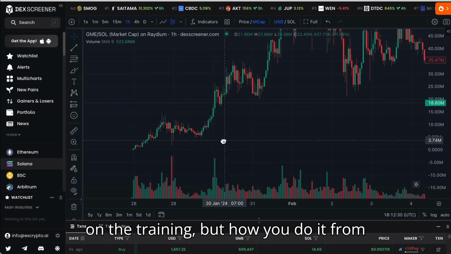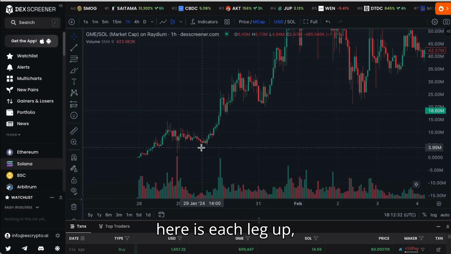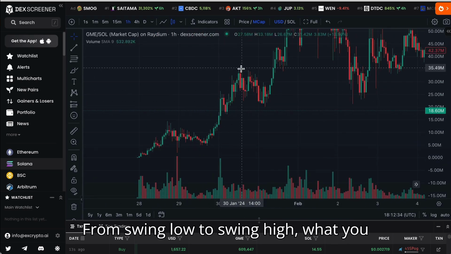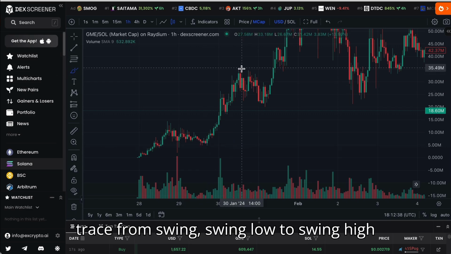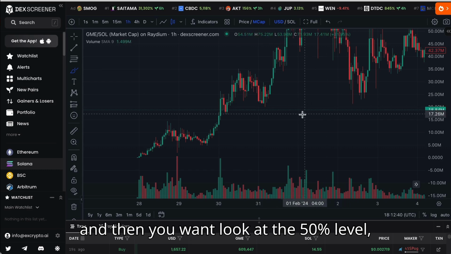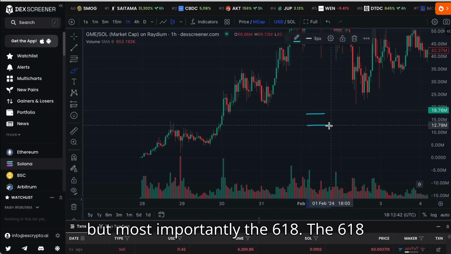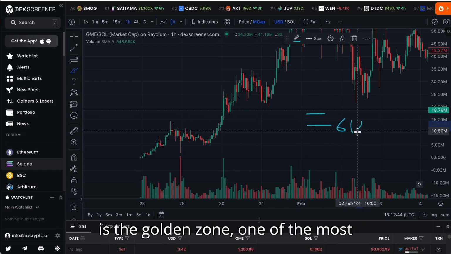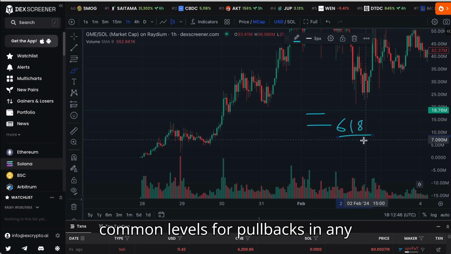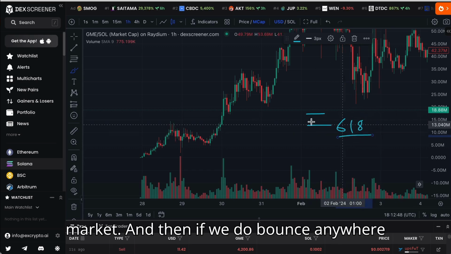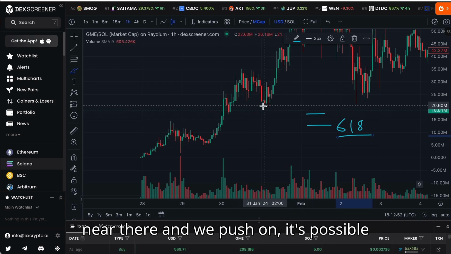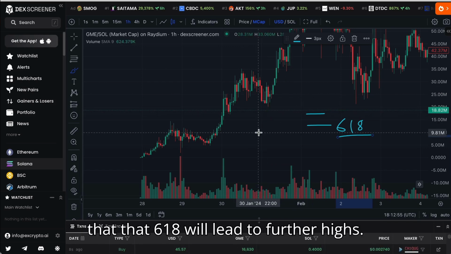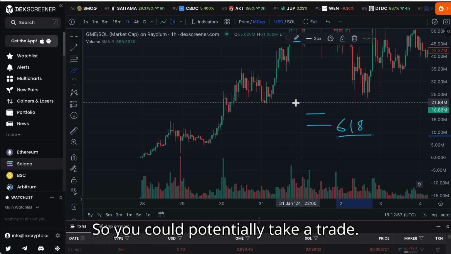But how you do it from here is, for each leg up from swing low to swing high, you can do a new Fibonacci trace from swing low to swing high. Then you want to look at the 50% level, but most importantly, the 618. The 618 is the golden zone, one of the most common levels for pullbacks in any market. If we do bounce anywhere near there and we push on, it's possible that 618 will lead to further highs, so you could potentially take a trade.